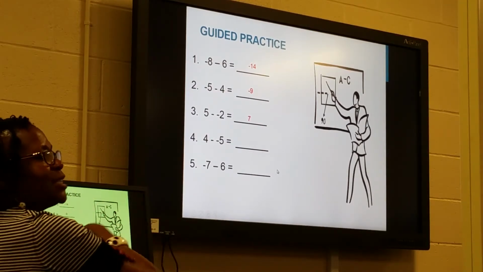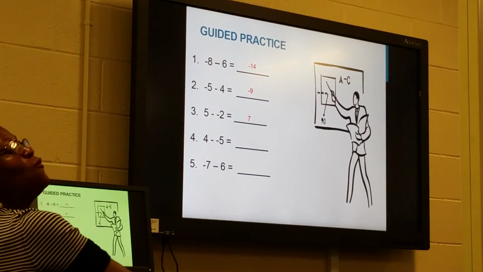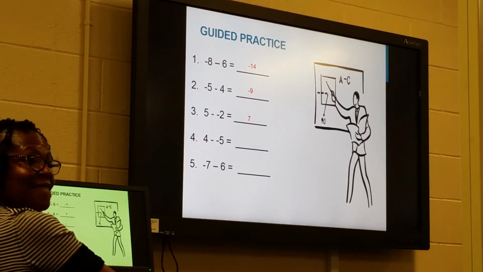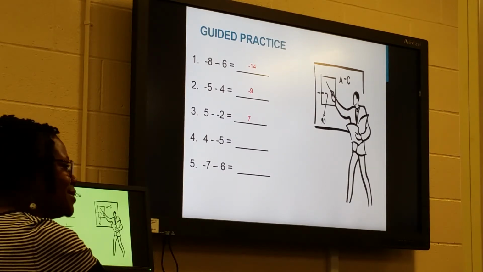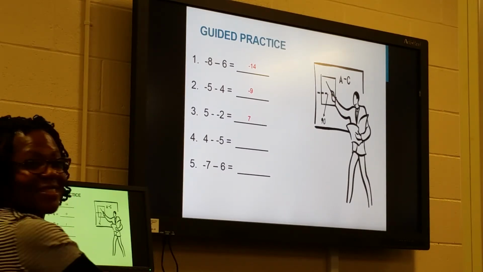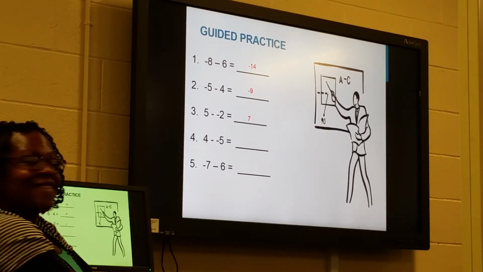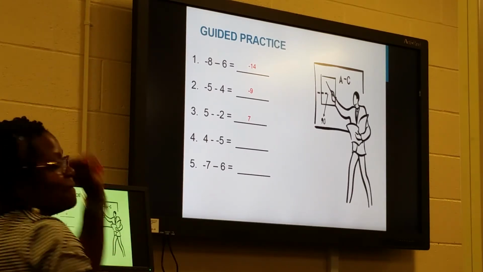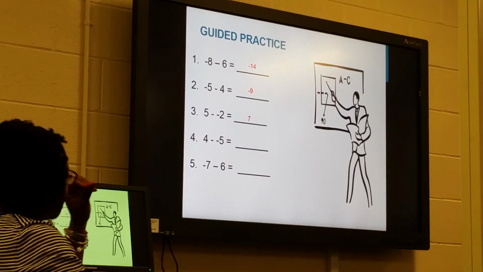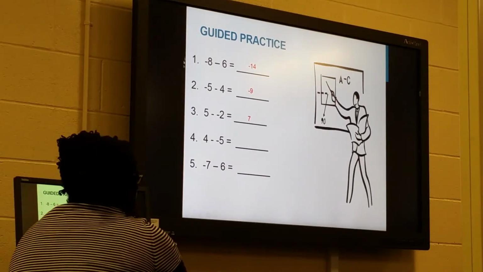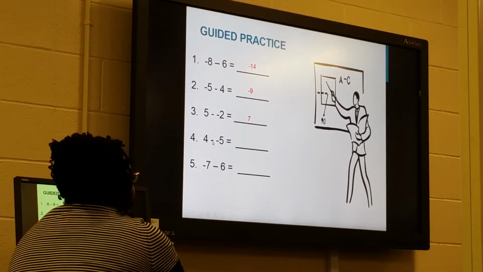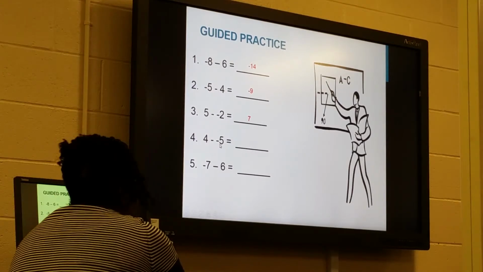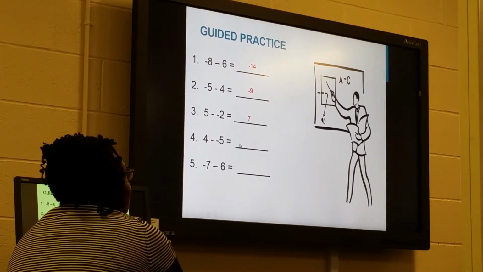Okay, who would like to explain number 4 to the class? Come on, somebody. The 4 stays the same. The subtraction sign changes to a plus. The negative 5 becomes a positive 5. So, positive 9.